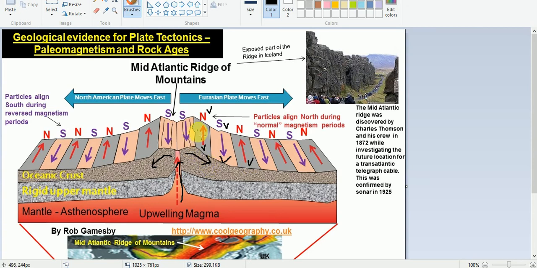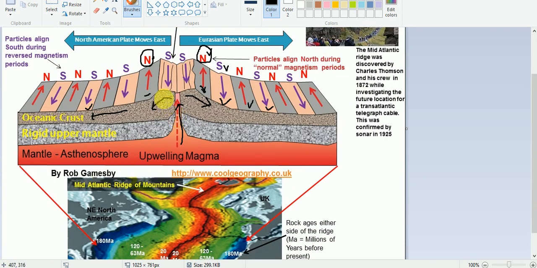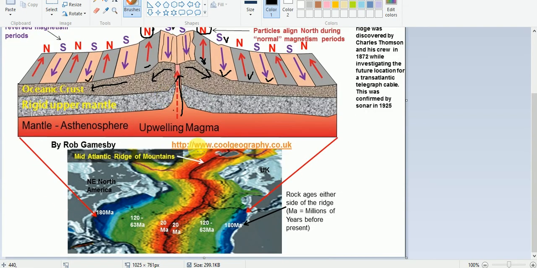So rocks closer to the crest of the mid-oceanic ridge have normal polarity. Here normal polarity, then normal polarity, and they are the youngest. Rocks found here and rocks found here are the youngest as compared to, for example, here and here. If you move away from the crest, the age of the rock is increasing, and the rocks are the youngest nearby the crest of the mid-oceanic ridges. And this diagram also says the same.